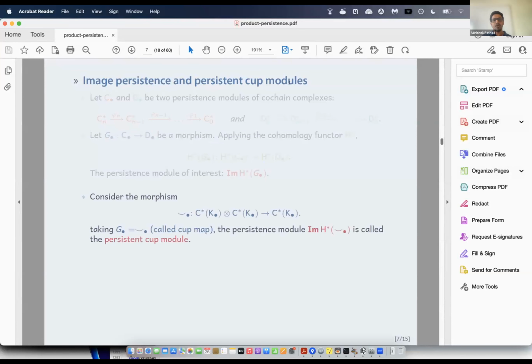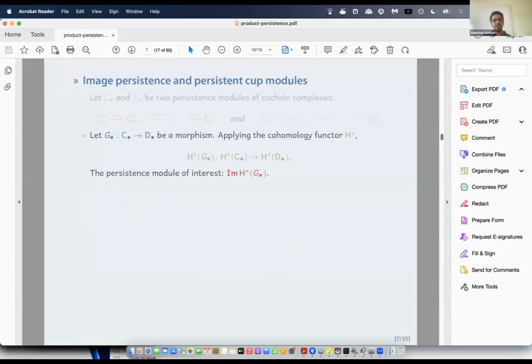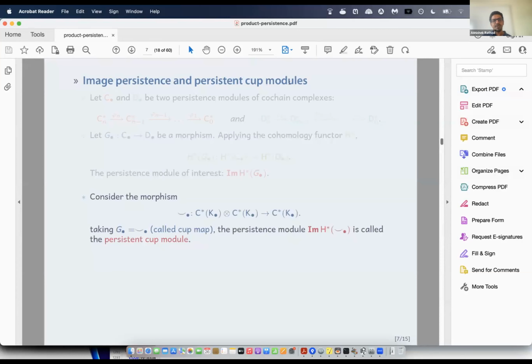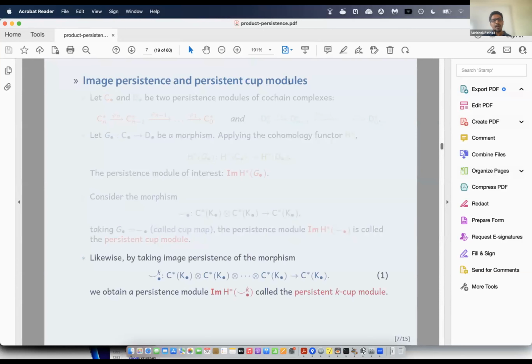Now consider the morphism given by the cup product from C star K bullet tensor C star K bullet to C star K bullet, and we call this map the cup map. If you take this cup bullet to be G bullet in the previous definition, then the image persistence module thus obtained is called the persistent cup module. And likewise, if you take the image persistence of the k-fold tensor product of C star K bullet to C star K bullet, then the persistence module thus obtained is the so-called persistent k-cup module.